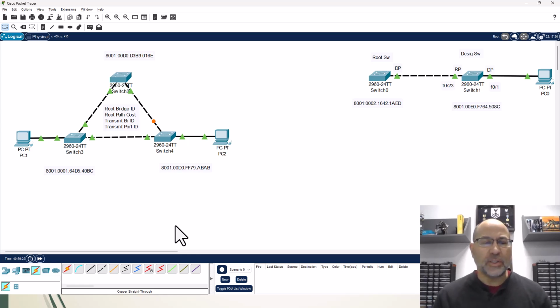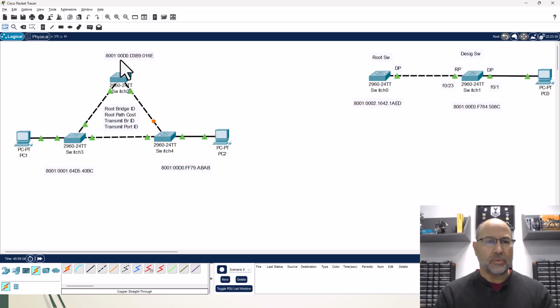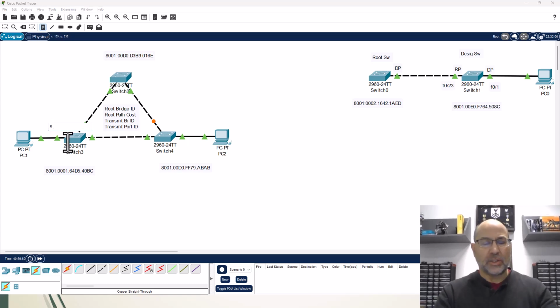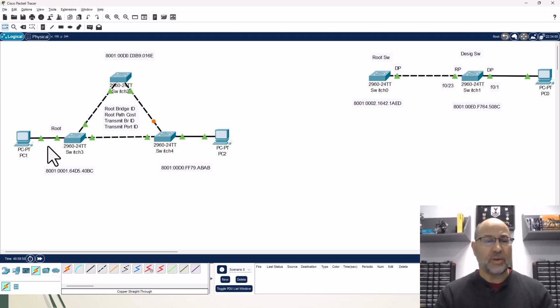But before we do, let's figure out, based on the priorities and the MAC addresses, which switch would be the root. Well, if we take a look at the priorities, they're all the same. Up here, the MAC address begins with 00D0, 00D0. Oh, they're the same. That's a tie. Oh, wait a minute. This one over here is 0001. So based on that, we would say that switch 3 in this topology would be the root. So that's my guess. Let's see if we can verify that.